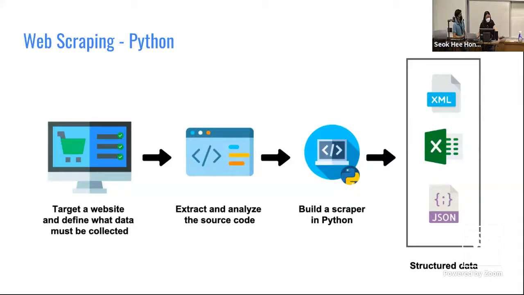All right, so let's do a recap on what we'll do today. This is a really good diagram of what the web scraping process is, and hopefully this gives you a better idea of what we'll be doing today. First of all, we're going to target a website that we want to collect some data on, extract and analyze the source code of that website, build a scraper in Python, and hopefully extract some structured data, or some particular data that we want to export.